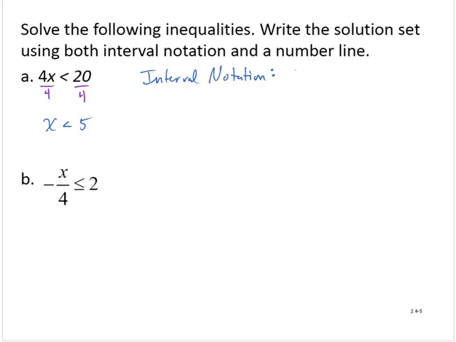we use the following symbols. We would have an open parenthesis, negative infinity, comma, 5, parenthesis. Now, be careful, this is not an ordered pair. This is an interval. And what it's saying, without using the variable x, is that the solutions to the inequality go from negative infinity and up to 5. We have this parenthesis on the 5 to say it does not include the 5.